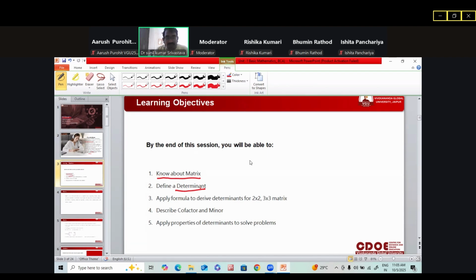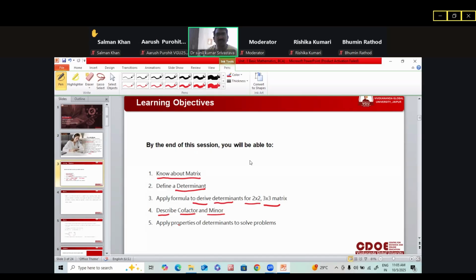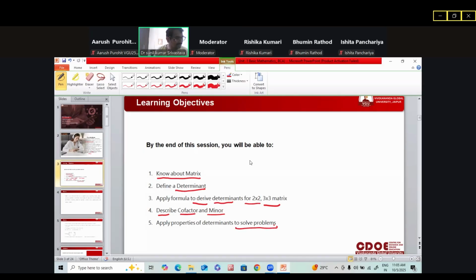You have to apply the formula to find the value, and learn how to solve a 2 by 2 order determinant, a 3 by 3 order determinant, and so on. Finally, you also have to describe the meaning of cofactors and minors. From an application point of view, we have to apply the properties of determinants to solve different problems related to determinants. So this is the learning objective of the session.